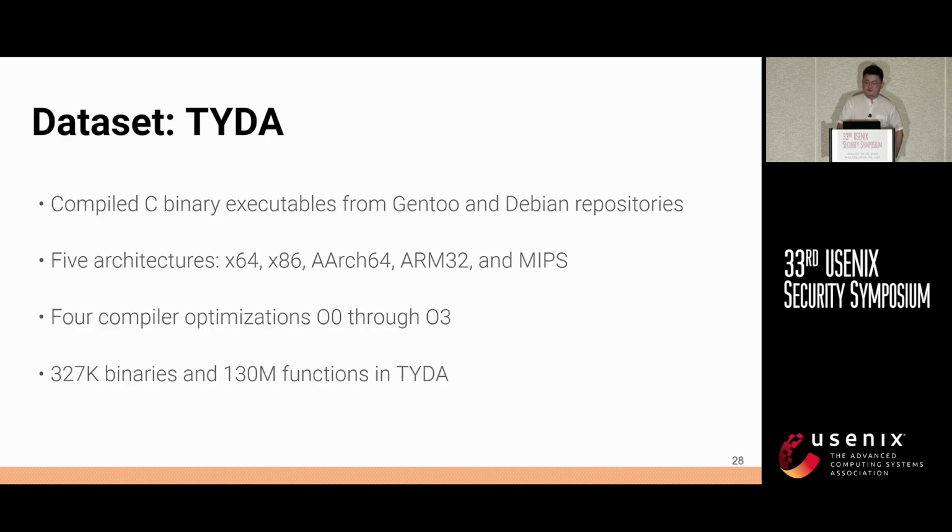We have also built the dataset compiled from Gentoo and Debian repositories. There are 5 architectures in total, 4 optimization levels. There are more than 300,000 binaries and 100 million functions in the TYGR dataset.